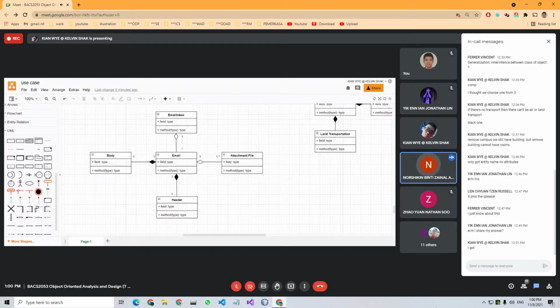Same goes for the attachment file. Your attachment file can be there even though you don't have your email. So that is the explanation for his diagram. Okay, Kelvin Chuck, do you want to add more points?